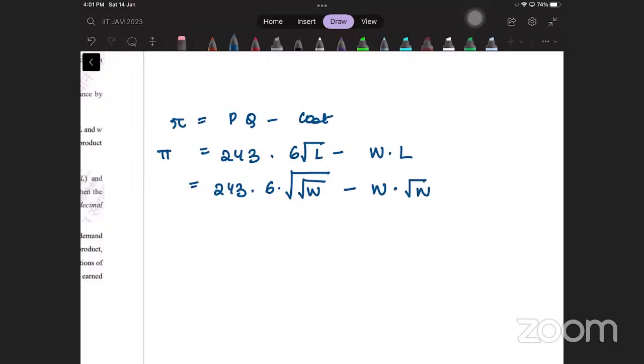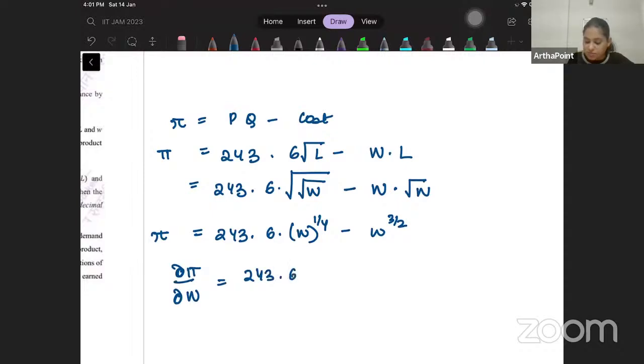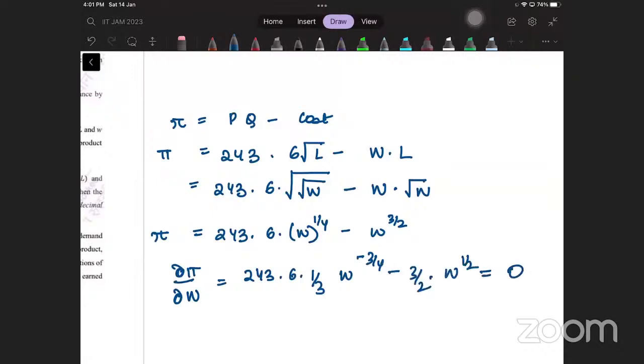Now, once I transform this in terms of W, I just have to maximize the profit. So just go ahead and do that. So this will be 243 into 6, W to the power 1 by 4 minus W to the power 3 by 2. This is your profit. Now just say how pi changes as W changes. Just differentiate this. Minus 3 by 4 minus 3 by 2, W to the power 1 by 2 equal to 0.